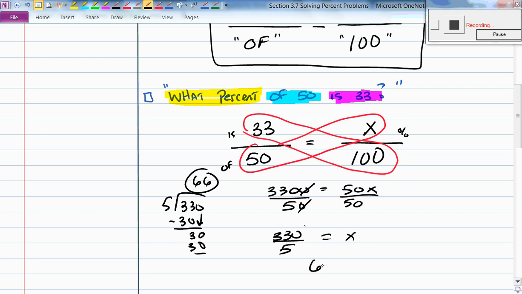So 66% is equal to x. Now, is 66% a reasonable answer? Is that more than 50%? Yeah, right? Because we know that 50% is 25, and we're looking for 33.